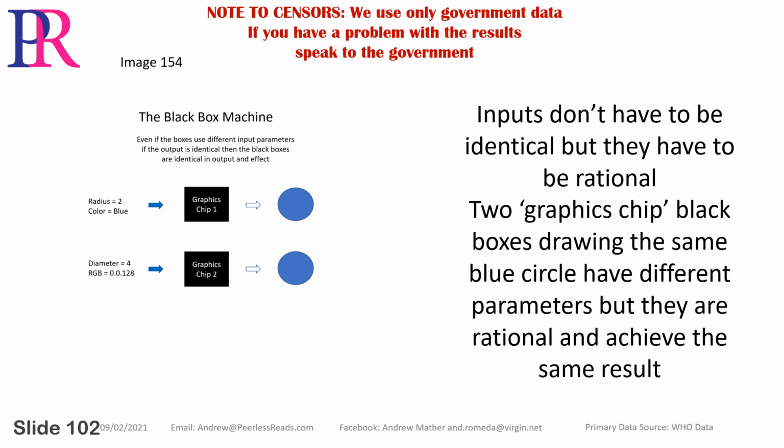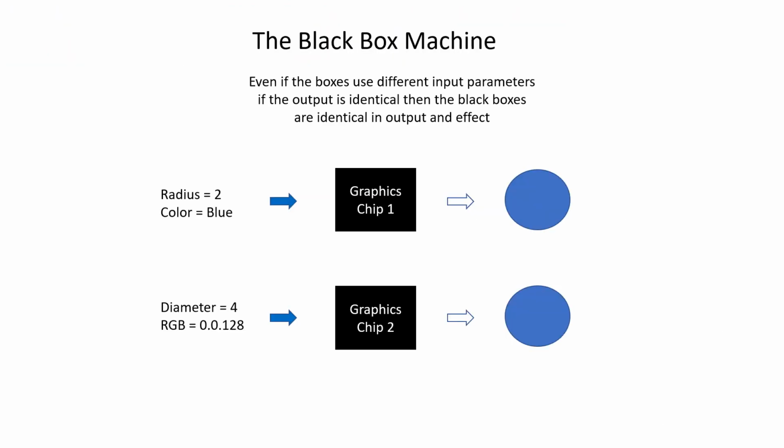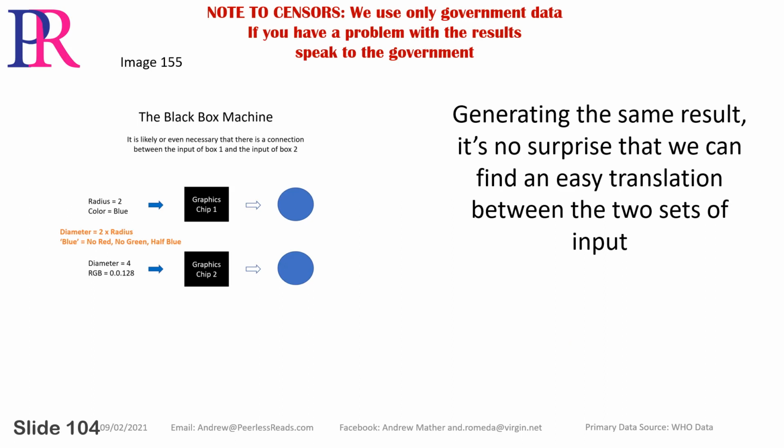Inputs don't have to be identical, but they have to be rational. Two graphics chip black boxes drawing the same blue circle have different parameters, but they are rational and achieve the same result. Generating the same result, it's no surprise that we can find an easy translation between the two sets of input.